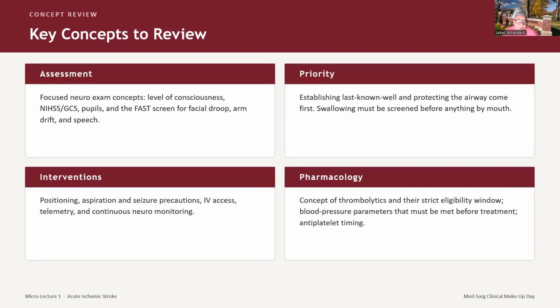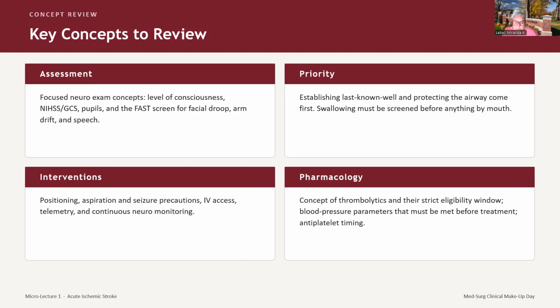So our key concepts to review is that we are going to focus in on the neurosystem. We're going to do a focused neuro exam, and the concepts that we're going to really look at are the level of consciousness and the NIH Stroke Scale. It's a tool developed by the NIH, the National Institutes of Health, and it helps us identify the severity of a stroke. But you have to be certified in that stroke scale in order to use it. So generally we use the GCS, the Glasgow Coma Scale. We're going to look at pupils, and then we're going to use the FAST screen. FAST is facial droop, arm drift, speech, and time.